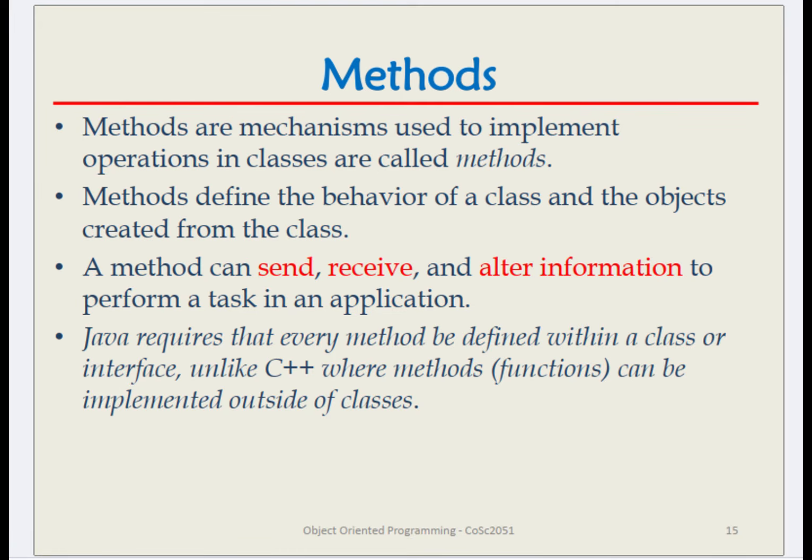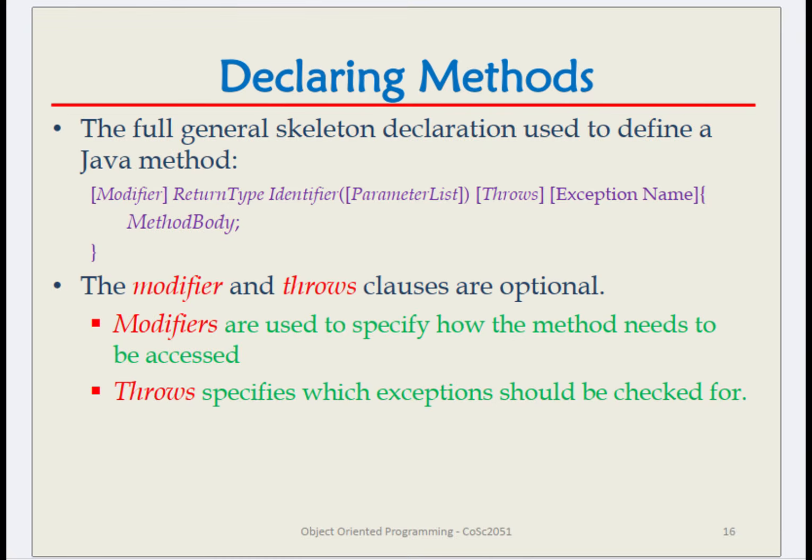Declaring methods. The full general skeleton declaration used to define a Java method: modifier, return type, identifier, parameter list, throws exception name, method body. The modifier and throws clauses are optional. Modifiers are used to specify how the method needs to be accessed. Throws specifies which exceptions should be checked for.